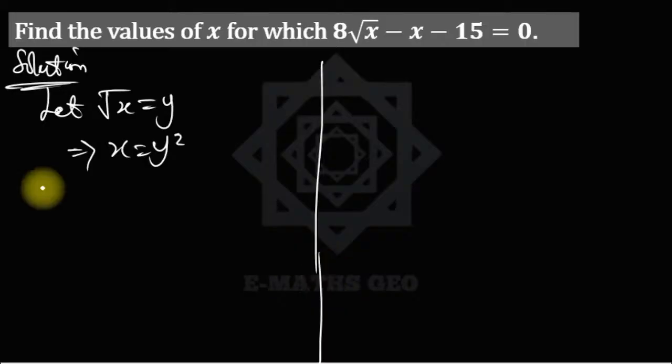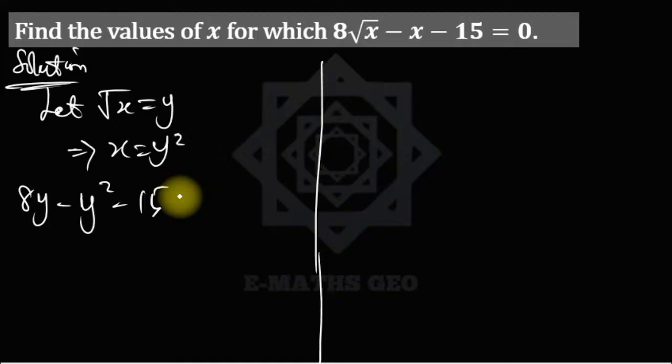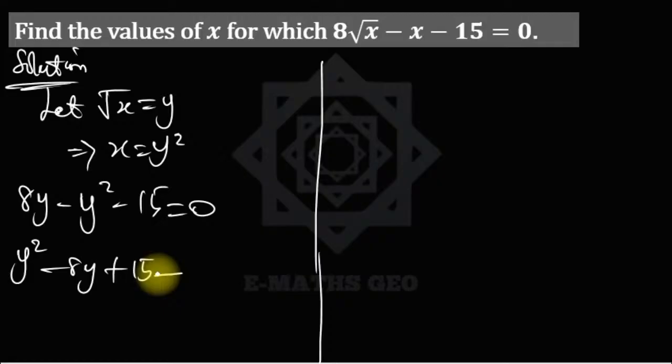So we now go back. I have 8 times y minus y squared minus 15 equal to 0. Yes, so I substituted this. We'll move this to the right hand side. This is now y squared, let's first write minus 8y plus 15 equal to 0. Or maybe I multiplied all by minus 1.